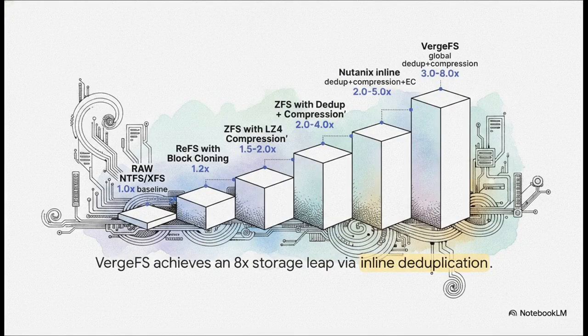And this brilliantly illustrates the massive leaps in storage efficiency across these different technologies as we move up the stack. Think of raw NTFS or XFS as your baseline. As we advance through ReFS block cloning and ZFS compression, we eventually get to hyper-converged platforms like Nutanix and VergeFS. VergeFS can actually achieve up to an astonishing 8x storage efficiency leap. Why? Because it uses global inline deduplication across the entire cluster, not just on a single node.